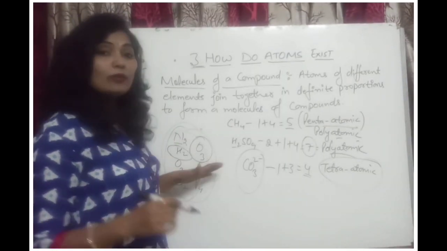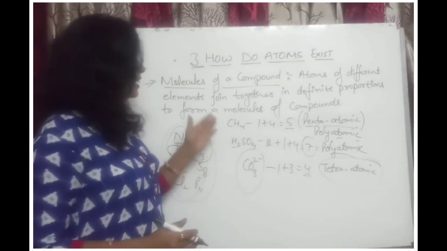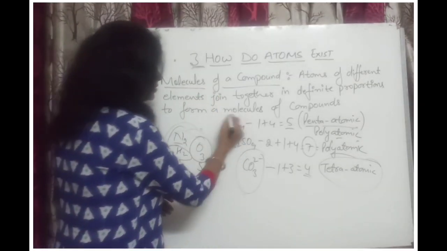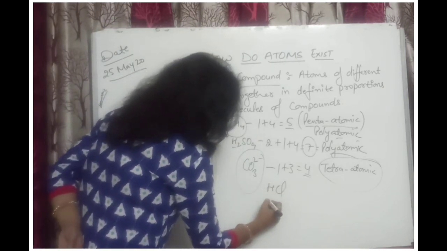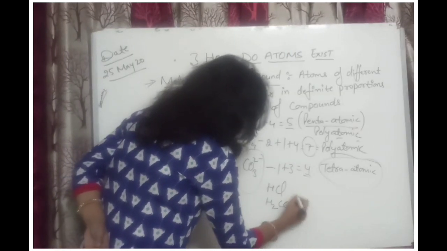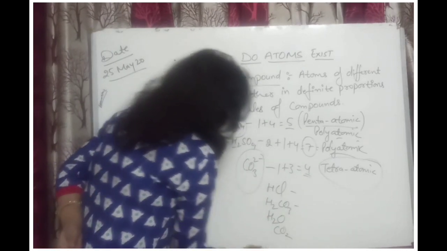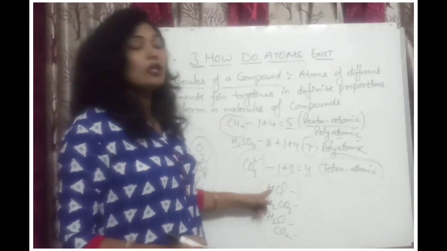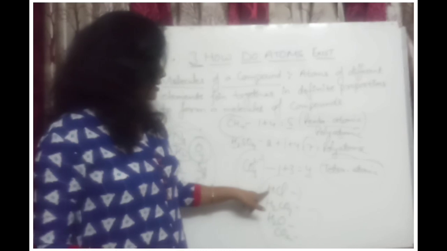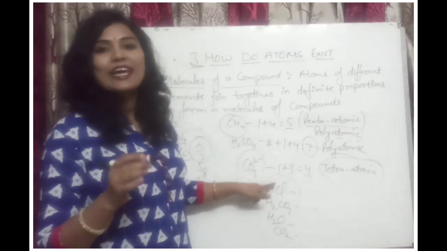But if we talk about the molecule of a compound, then molecules of a compound are heteroatomic in nature, which means, if we take examples of CH4 or HCl or H2CO3, H2O, CO2, these are the different examples of molecules of a compound. You can see different elements are there, which means its nature is heteroatomic in nature.